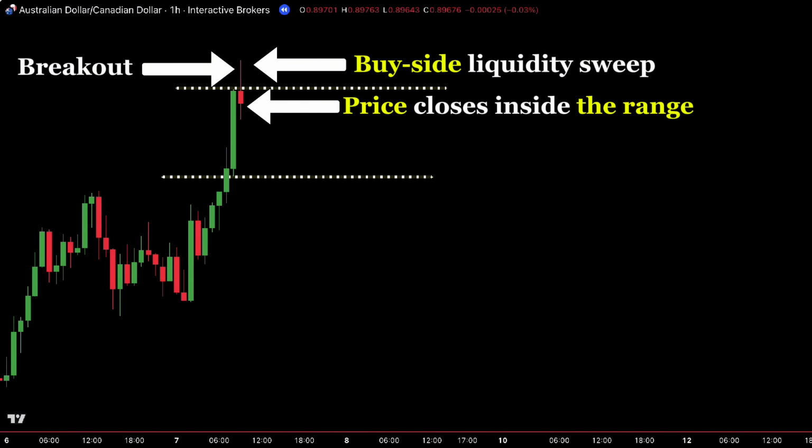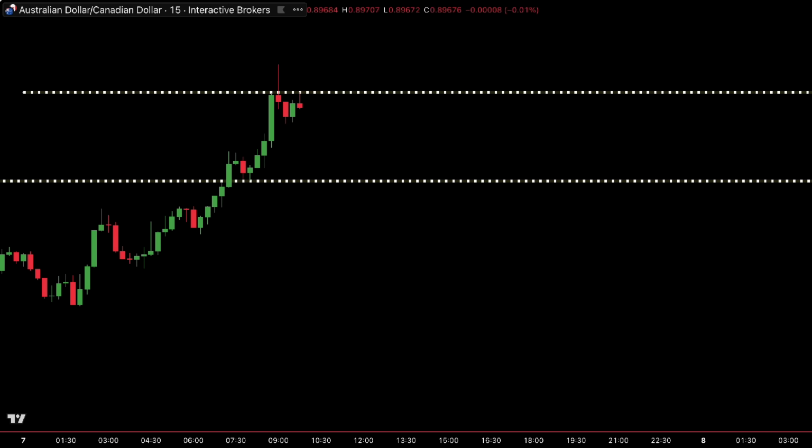What does that mean? Smart money just ran the stops of traders who went long on the breakout, collected their liquidity, and then pushed price back inside the range. And when that happens, it's a strong clue that the market could reverse lower, at least down to retest the hourly support level.